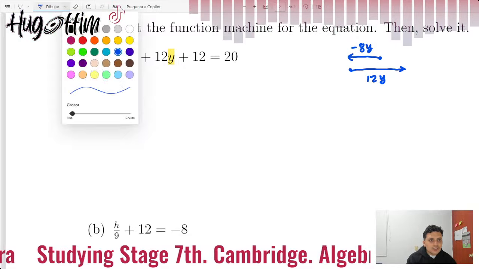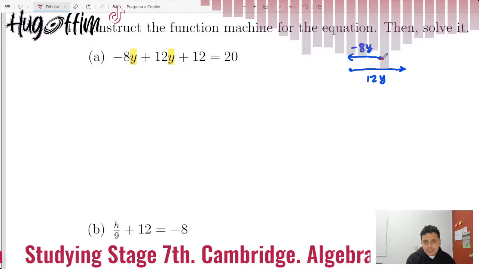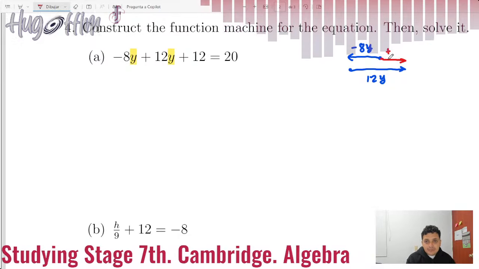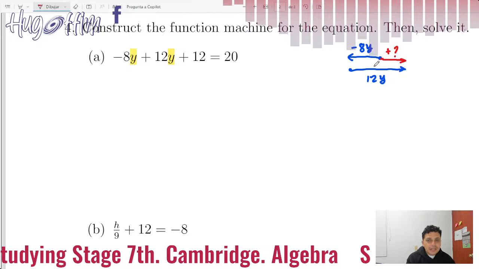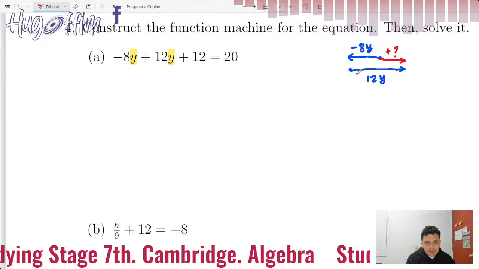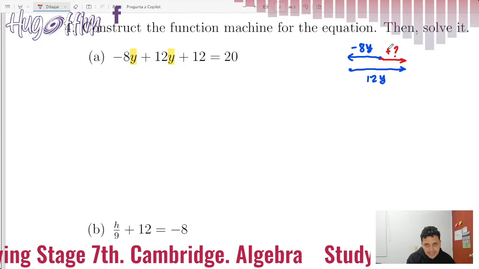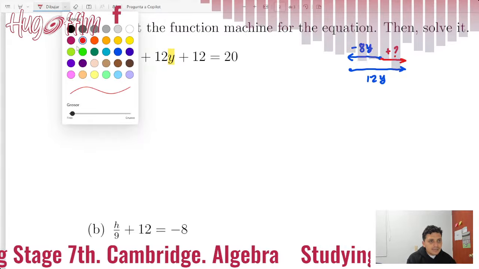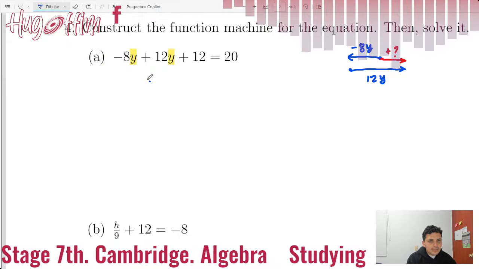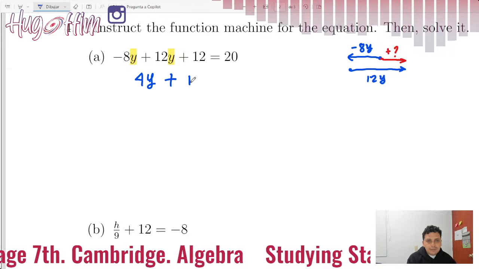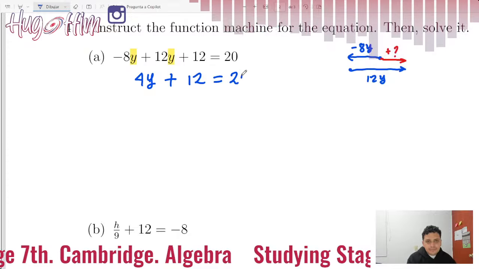So my answer is going to be this number that is here, that in this case is positive, and what will be the answer? So if it's negative 8 and plus 12, the answer is going to be 4, right? Positive 4. So in this case, my equation is 4y plus 12 equals 20.